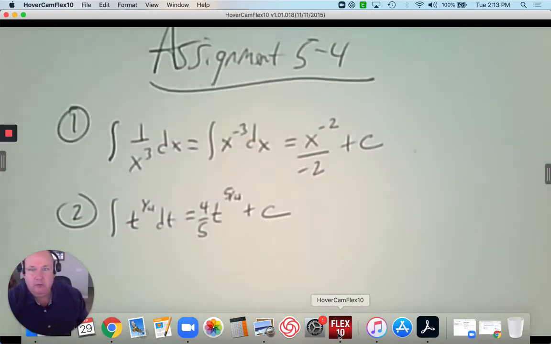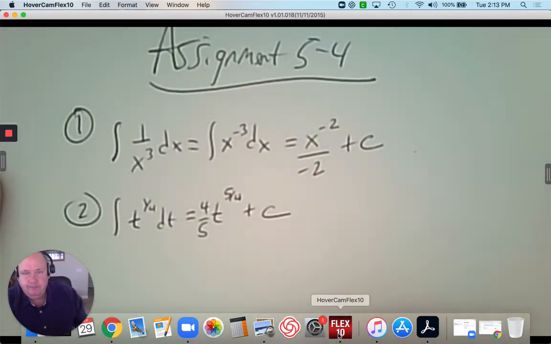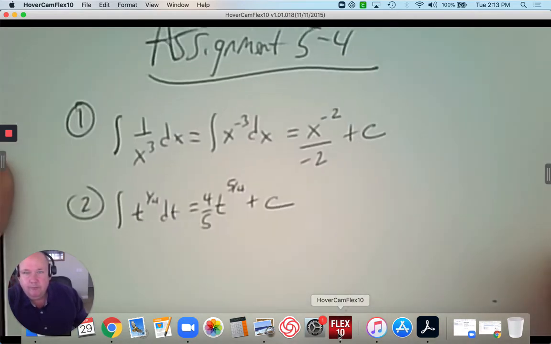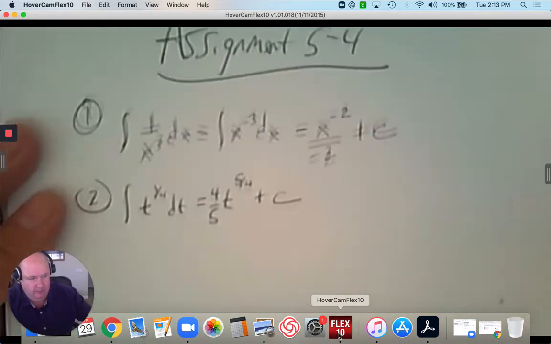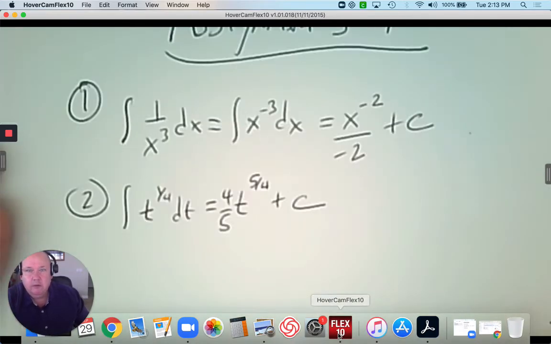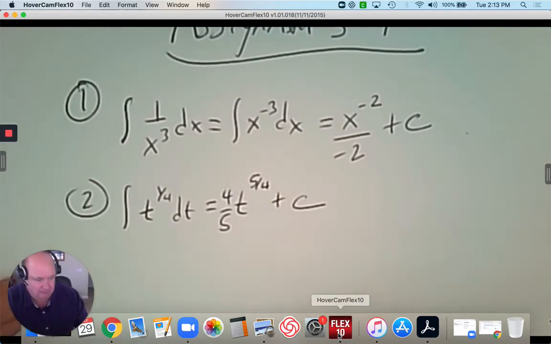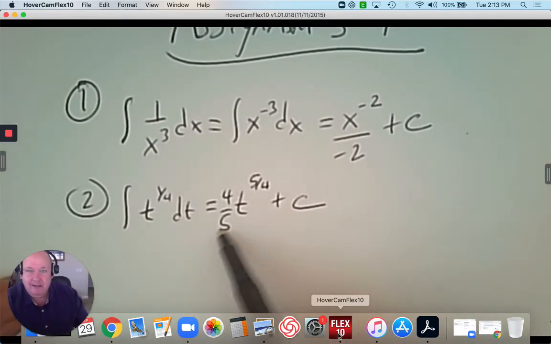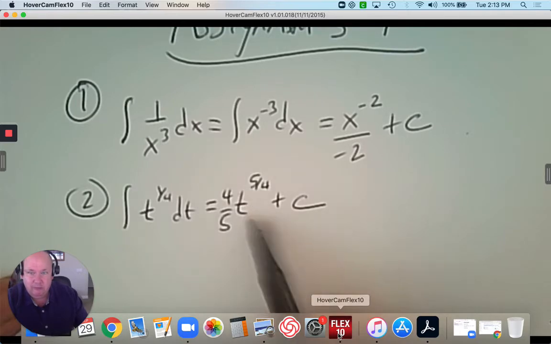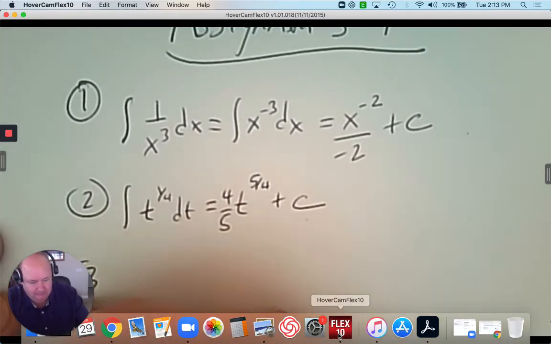Make sure this is focused in. All right. Feels like it's a little blurry. Maybe it's my eyes. I don't know. So add 1 and divide, and when it's a fraction, go times the reciprocal. Number 3.